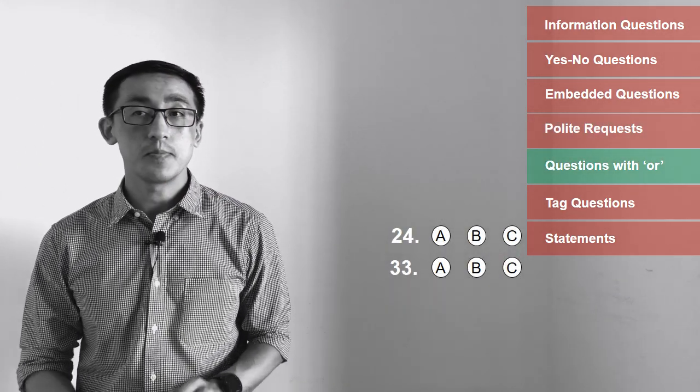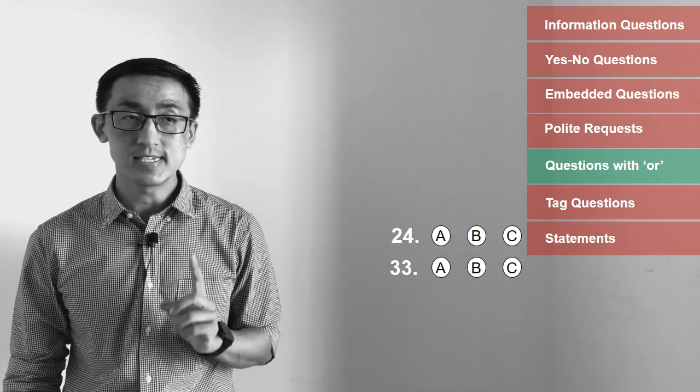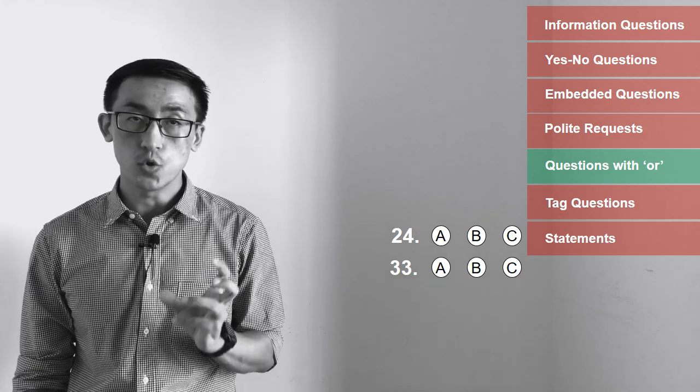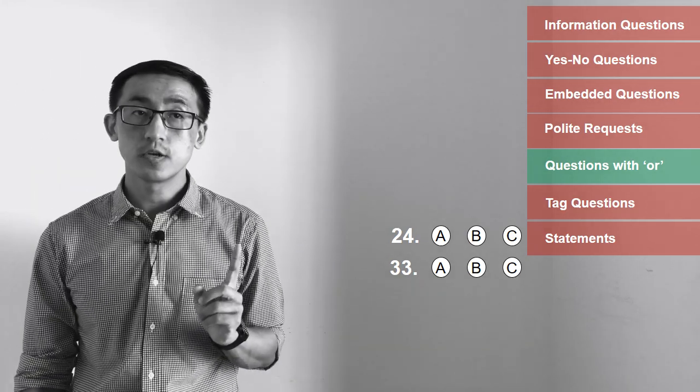So the fifth type is questions with "or." Like I said in the previous video, questions with "or" are looking for a choice. So let's look into the question.